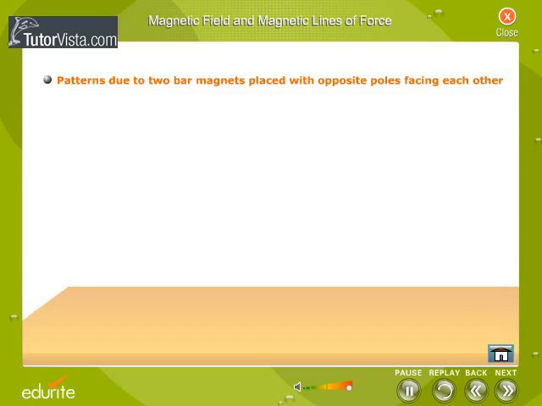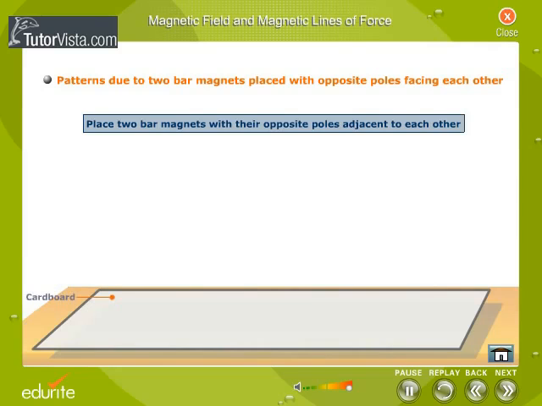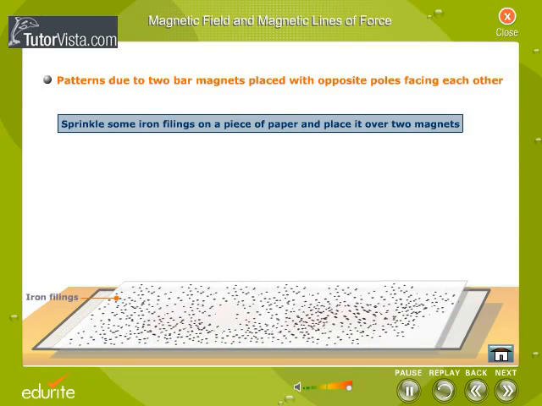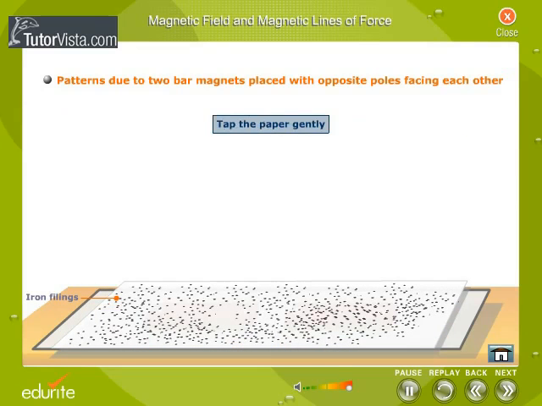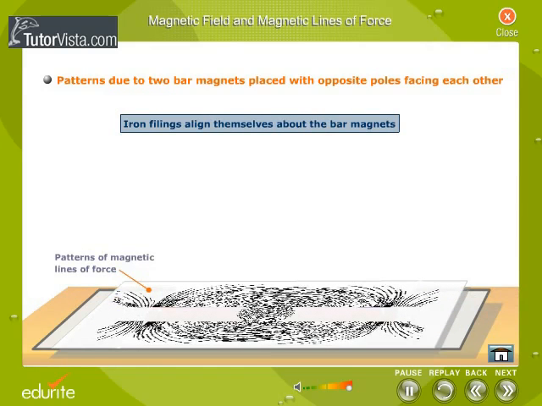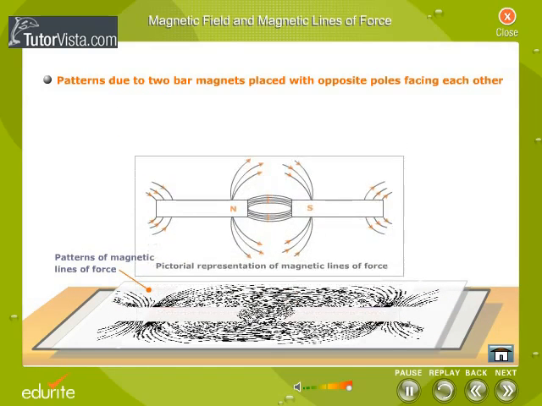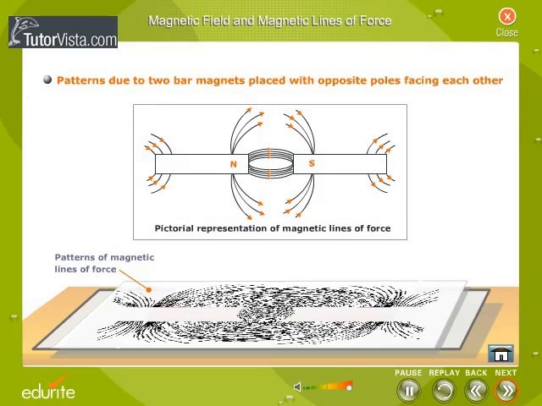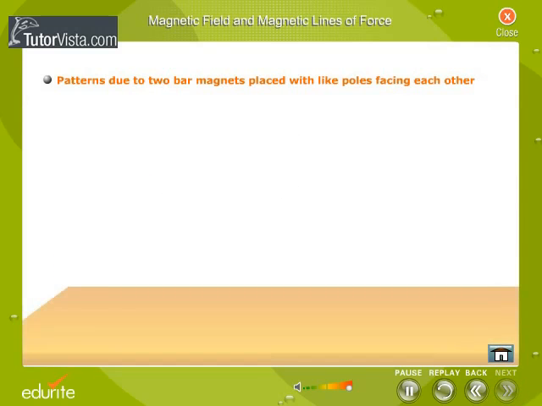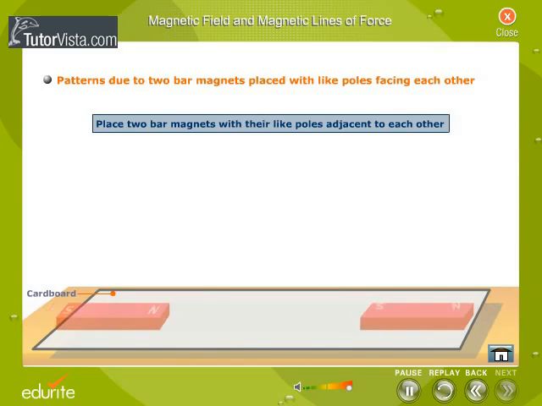Patterns due to two bar magnets placed with opposite poles facing each other. Patterns due to two bar magnets placed with like poles facing each other.